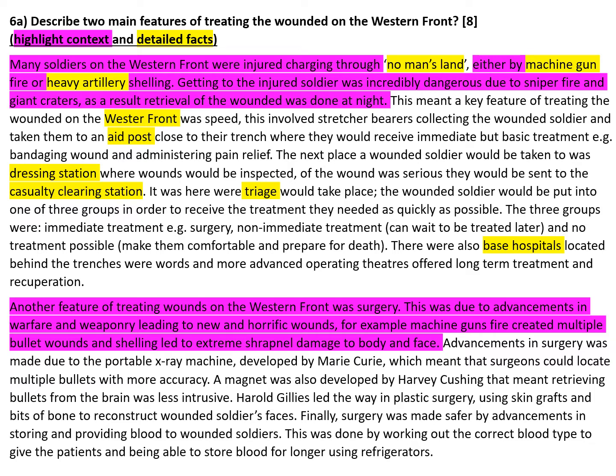I was able to use loads of detailed facts because of all the people that helped develop surgery. So like I said, don't just do a paragraph on triage, or a paragraph on the brain magnet, for example. Do a paragraph on treating people quickly and do a paragraph on surgery, and then you can give me so many more examples. And that's why this would be an 8 out of 8 answer.